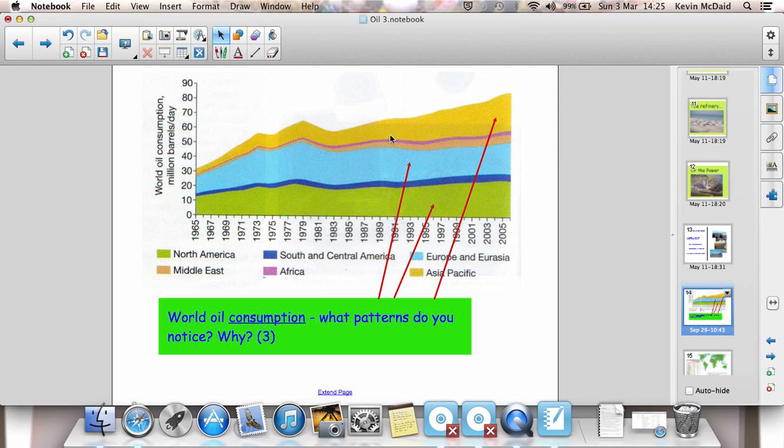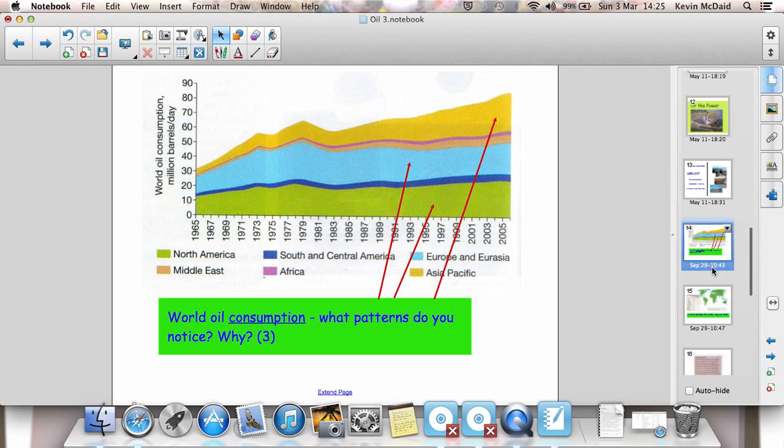The key changes here are Asia Pacific. The amount of oil that's been used has increased an awful lot over the last 40 years or so, from maybe 1 million barrels a day to something like 30 million barrels a day now. Remember, oil is measured in barrels. A barrel is approximately 150 litres. So a key question like this, using a map or a graph, would probably come up in the first section of this question in the exam.